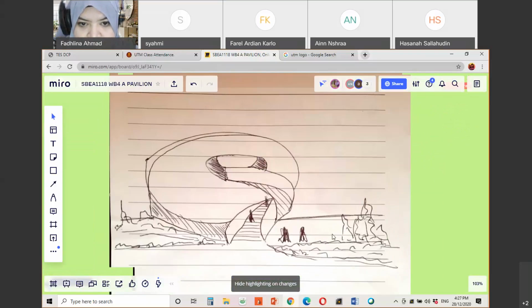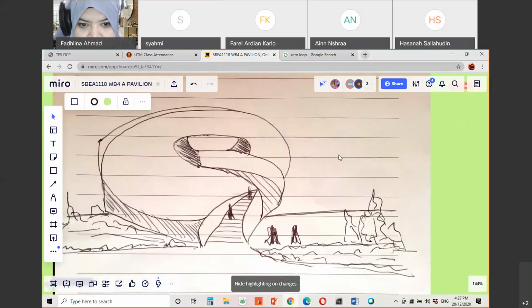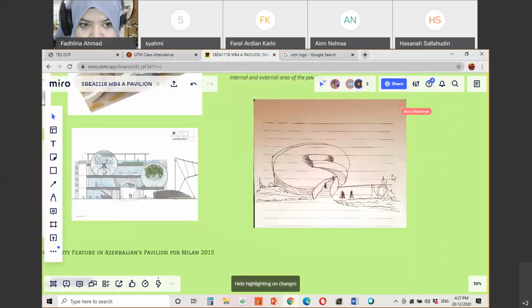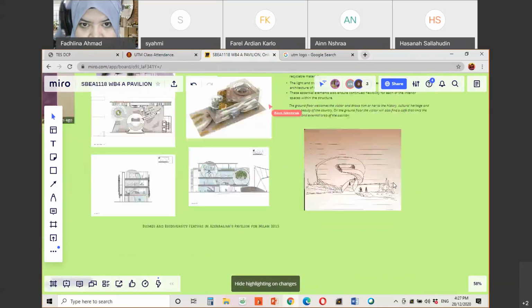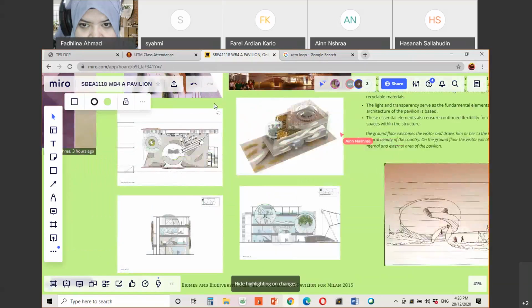I've been creating for the interior, but I'm not showing it here. But in the Byzantine pavilion, the ground floor welcomes the visitor and draws him to the history, cultural heritage and natural beauty of the country. On the ground floor, the visitor will also find a cafe that links the internal and external area of the pavilion.